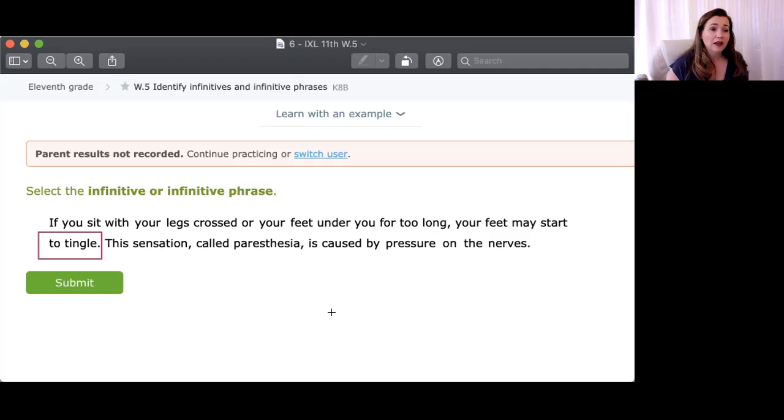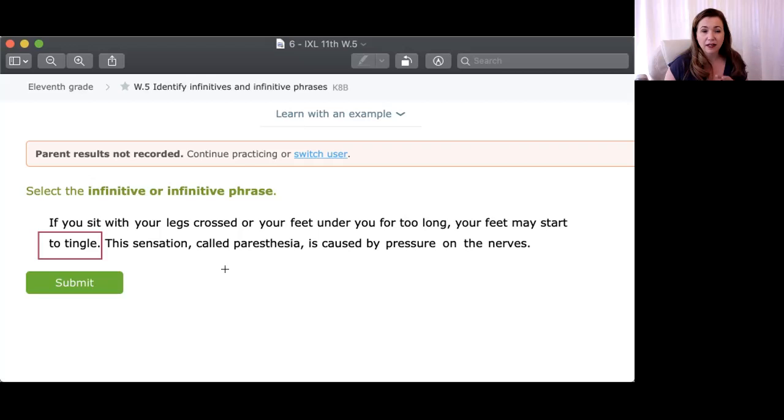So in this example, if you sit with your legs crossed or your feet under you for too long, your feet may start to tingle. This sensation, called paresthesia, is caused by pressure on the nerves. So to tingle, that is our infinitive phrase in here. So we would just click on that and submit.